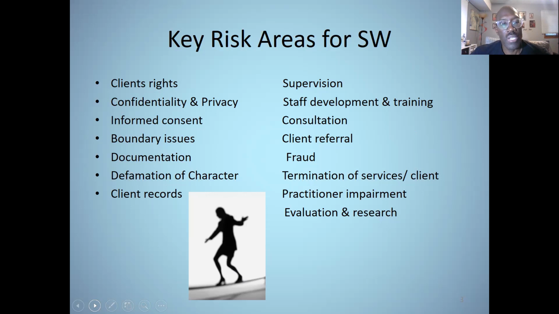So making sure that we understand that clients have rights. And so when you're initially doing your meeting with your clients, really explaining to them what their rights are as it relates to how you are working with them, what's the scope of the work that you do with them.